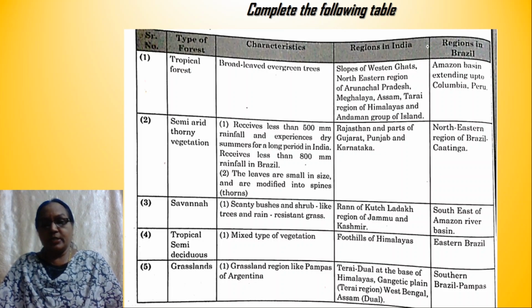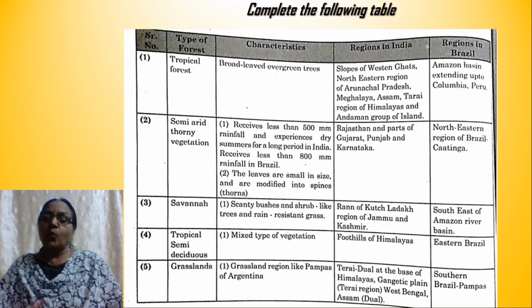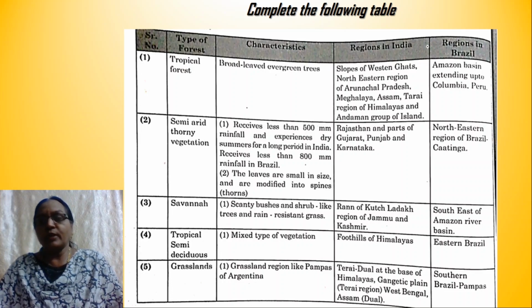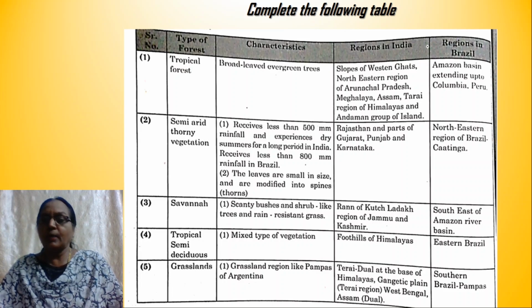Where are they seen in India? Now, they're usually seen in regions which receive very high rainfall, so you'll find it along the windward side of the Western Ghats and also along the northeastern part of India, which covers all the states like Arunachal Pradesh, Meghalaya, Assam, then also the Terai region of the Himalayas and the Andaman and Nicobar Islands. In Brazil, tropical forests are seen in the Amazon basin, which receives very high rainfall, and also extending further towards the west, that is, to Colombia and Peru.